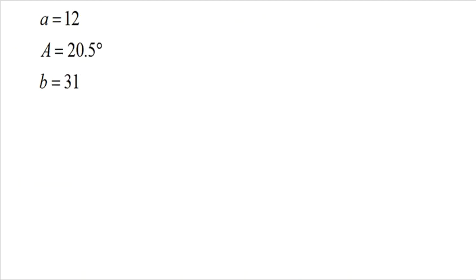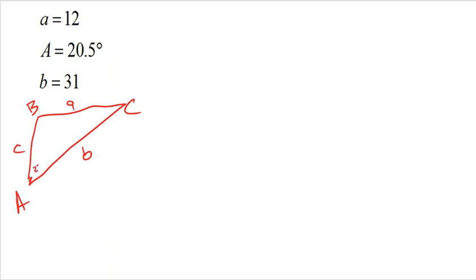All right, so let's look at the third scenario here. So this one is going to create two solutions, and I really want you guys to be able to see this. All right, well, that's a bad triangle. All right, capital A, capital B, capital C, little c. I'm given A is 20.5 degrees, little a is 12, little b is 31.